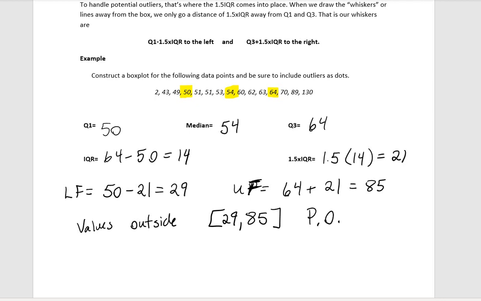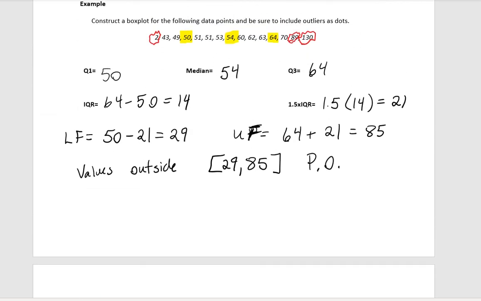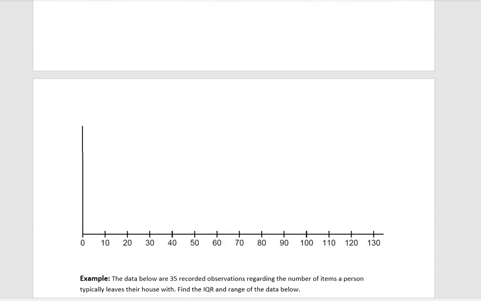So if we look back at our data, do we have any values below 29? We do. We have 2. And do we have any values above 85? Yes, we have 89 and we have 130. So when I draw this on this chart below, and I'm creating my box and whisker plot, I'm going to start with my lowest non-outlier observation, which I believe was 43. So we're going to start at 43.